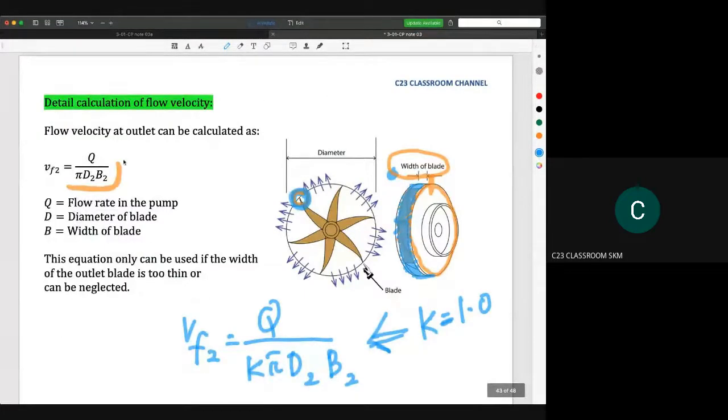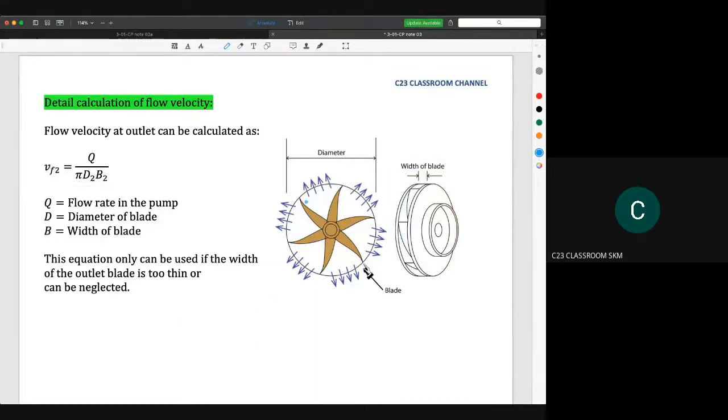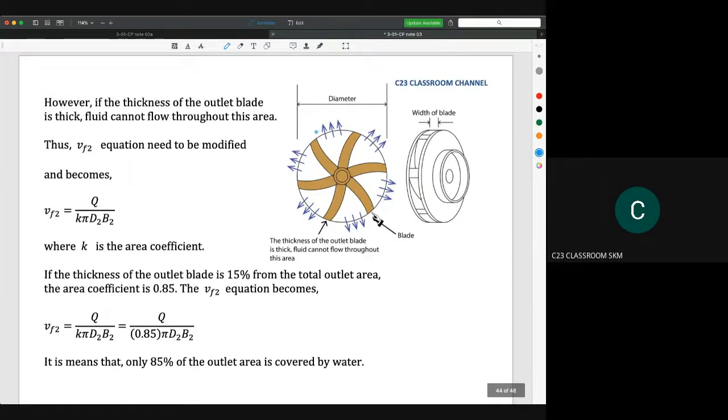There are two types of blade here: one with thin thickness and another with thick thickness. The difference is, if you have a thick thickness at the outlet and also a thick thickness at the inlet, you need to use this equation and determine the value of K. However, the value of K sometimes depends on the question. You need to read the question carefully.